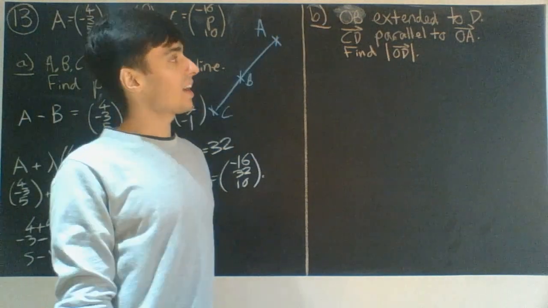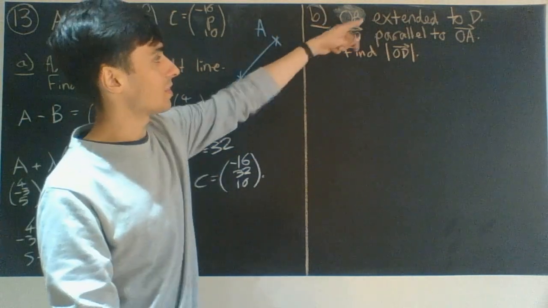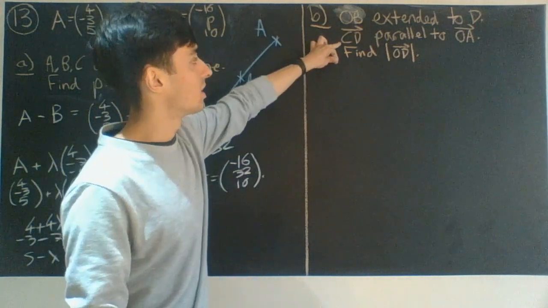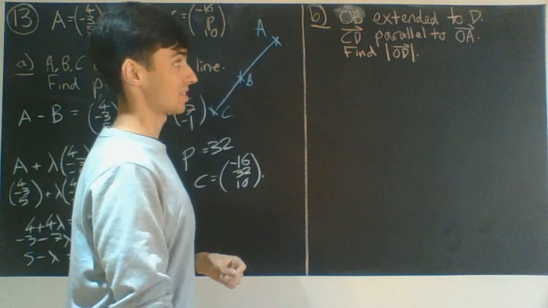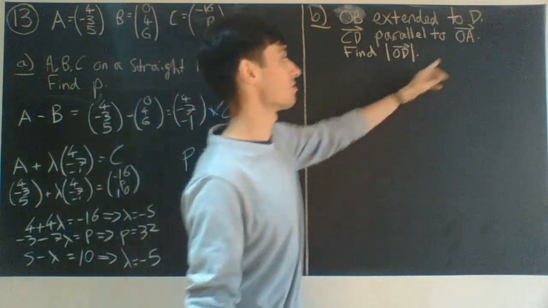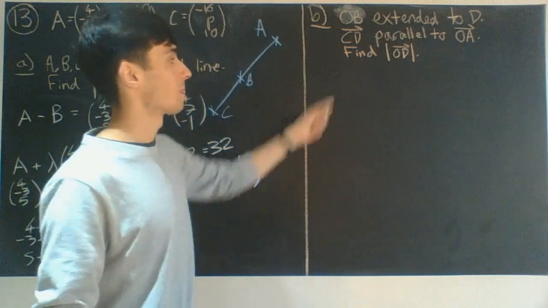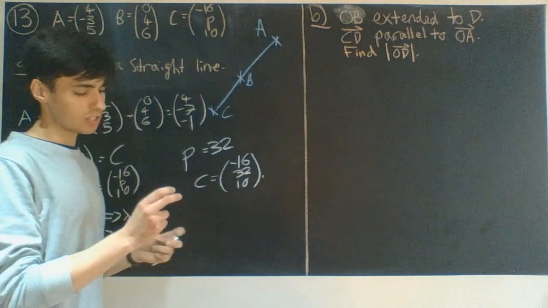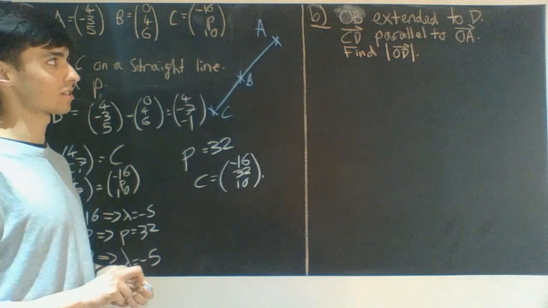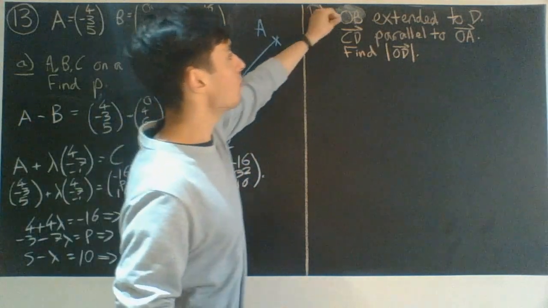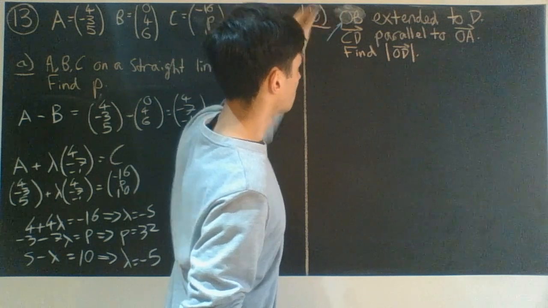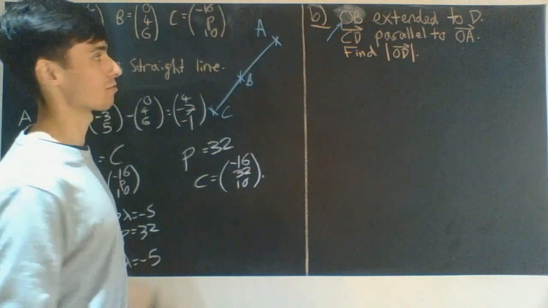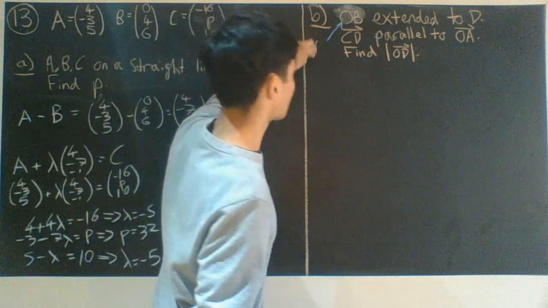We took this line OB and we've extended it to a new point called D. CD, the vector from C to D, is parallel to the vector O to A, and we want to find the modulus of OD. Some things that are important for us first is that OB, the vector from O to B, that's just the position vector of B. So that's 0, 4, 6.